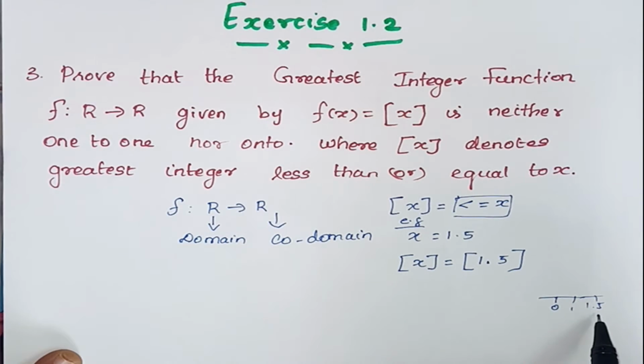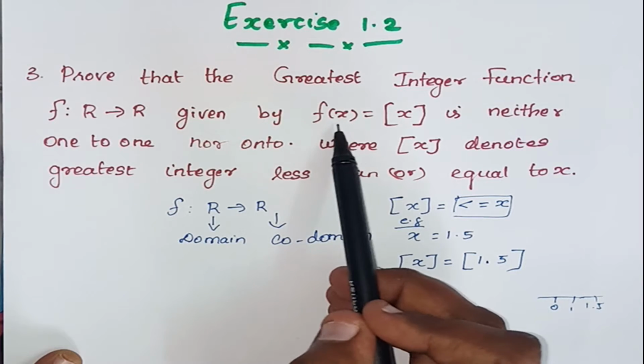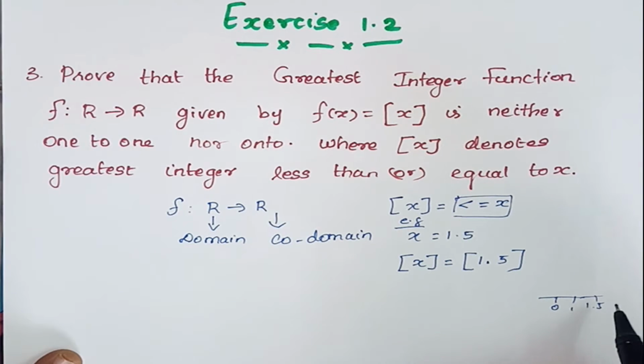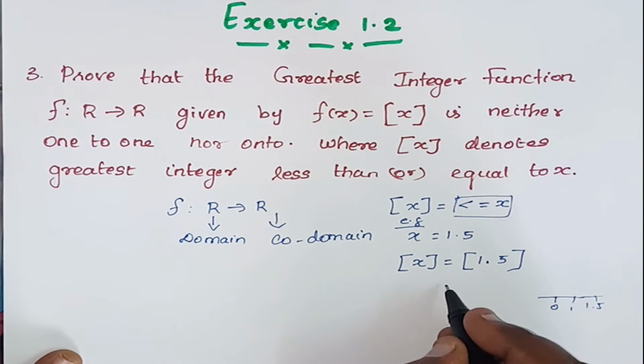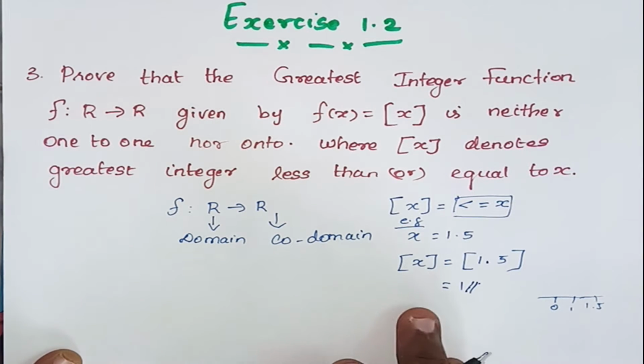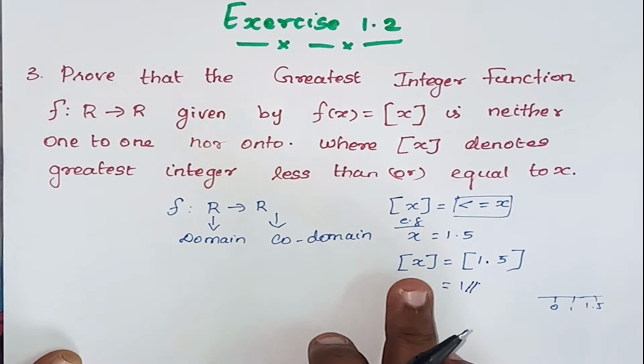If we take 1.5, it should not be a non-integer, right? Because here f of x is a greatest integer function. So we won't take 1.5 itself. We need to take the nearest integer value, which is less than 1.5. So the square bracket of 1.5 is 1. Okay, so this is the meaning of the square bracket of x.